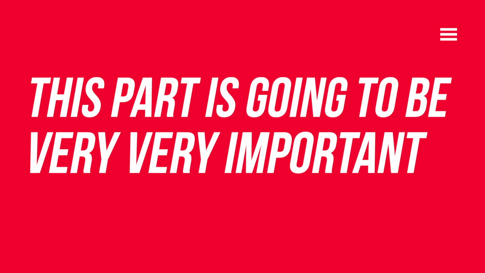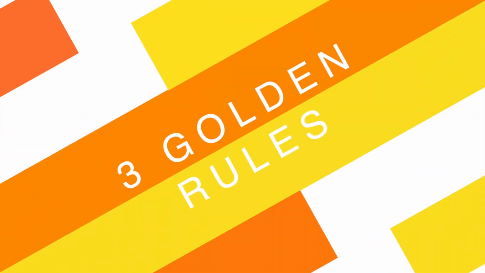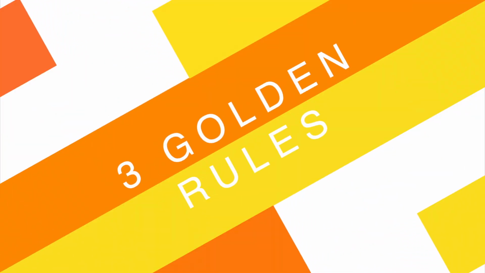Now this part is going to be very important, so stay with me, because finding out impulse and correction on the live charts can be very confusing, and there can be a lot of problems while doing it. So I have created 3 golden rules or characteristics for each, which will help you to identify impulse and correction like a pro.